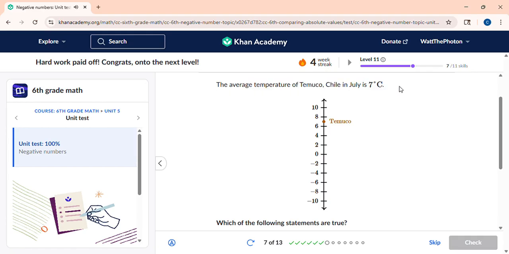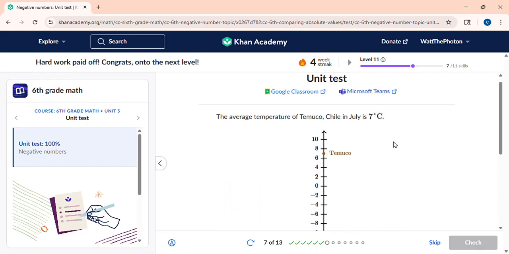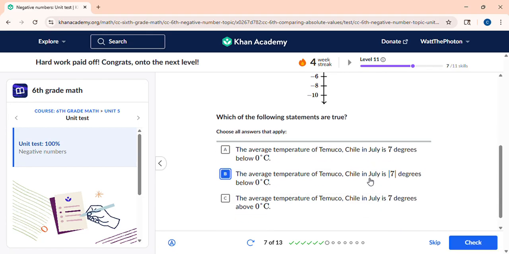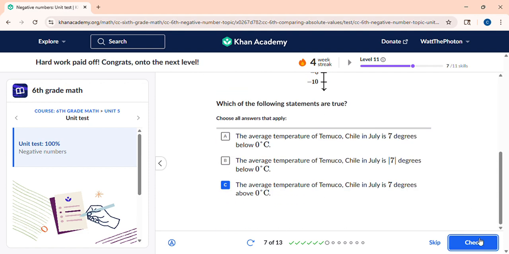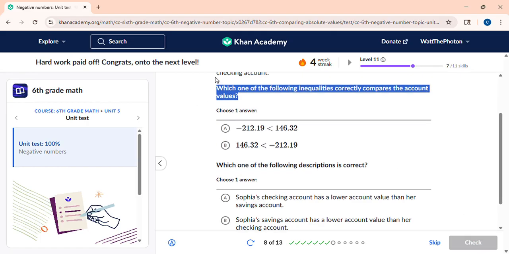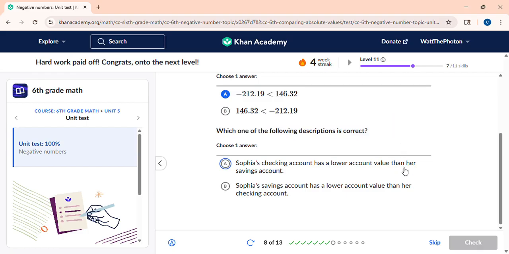The average temperature in Chile is 7 degrees Celsius. Which of the following are true? That seems to be right. Which of the following inequalities correctly compares the account values? So 146.23 is less than that. That seems correct.